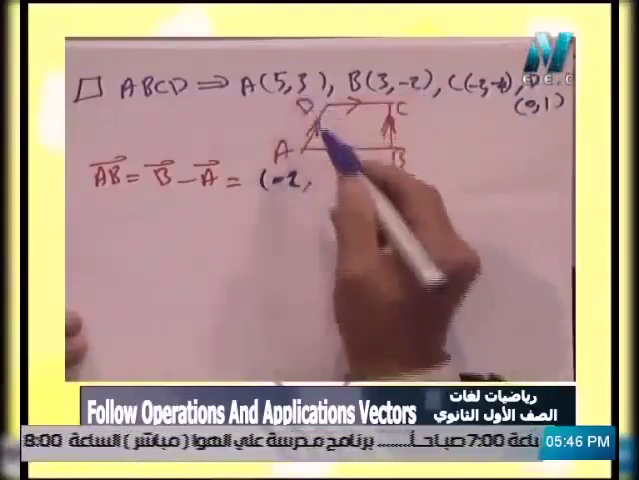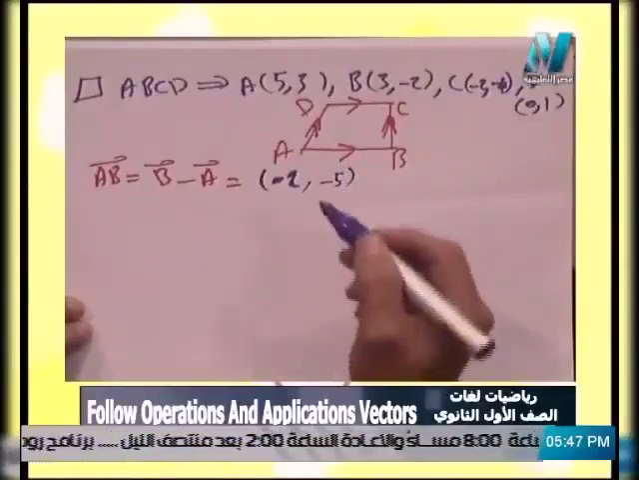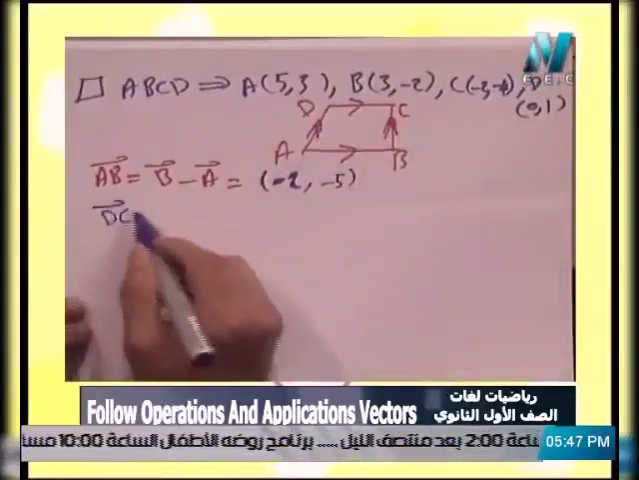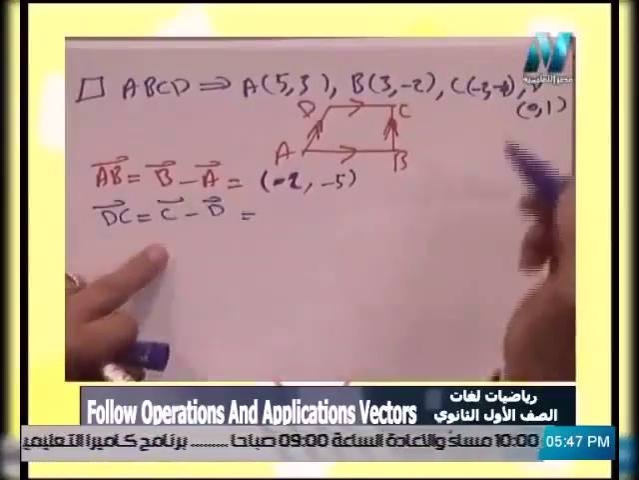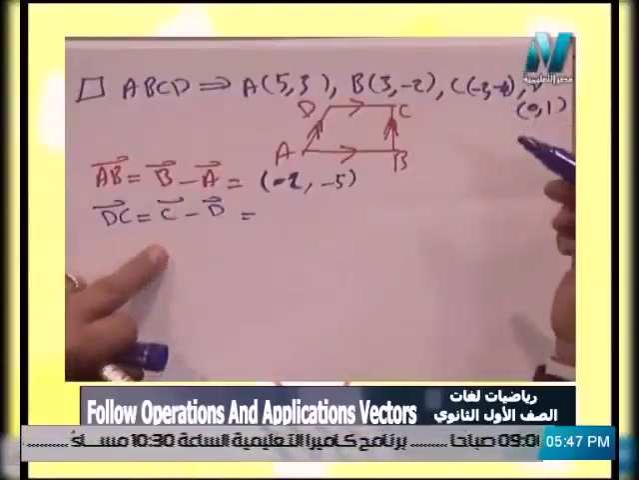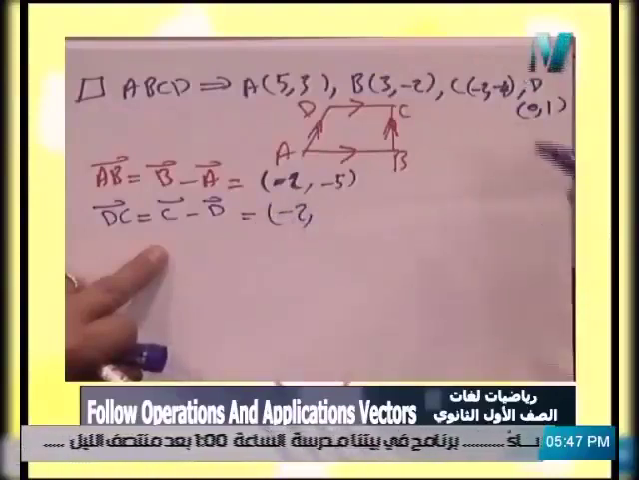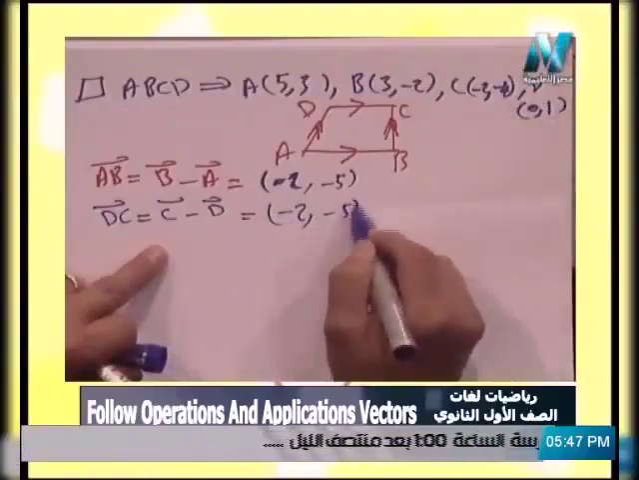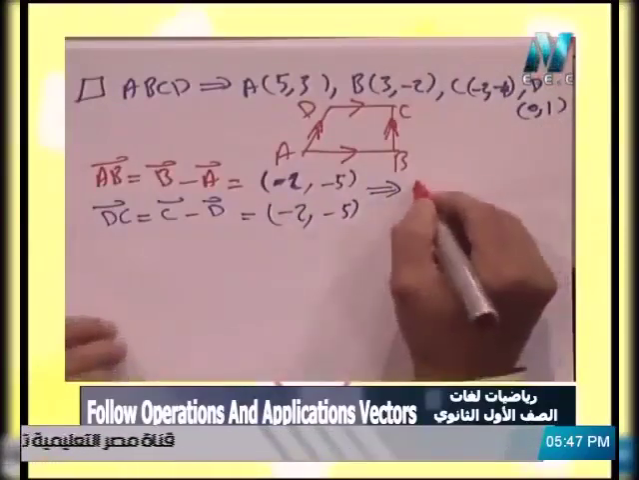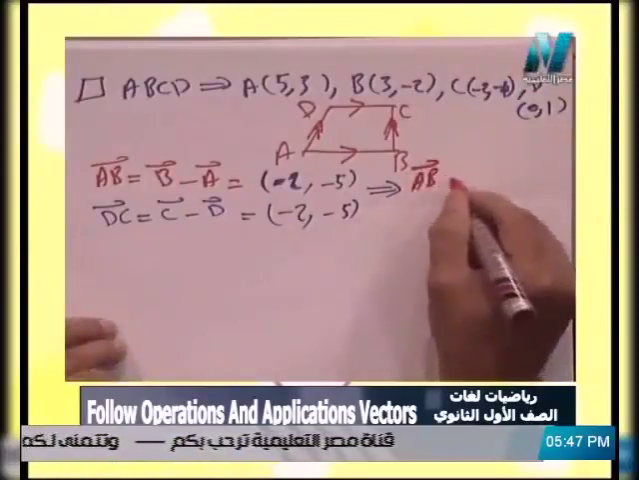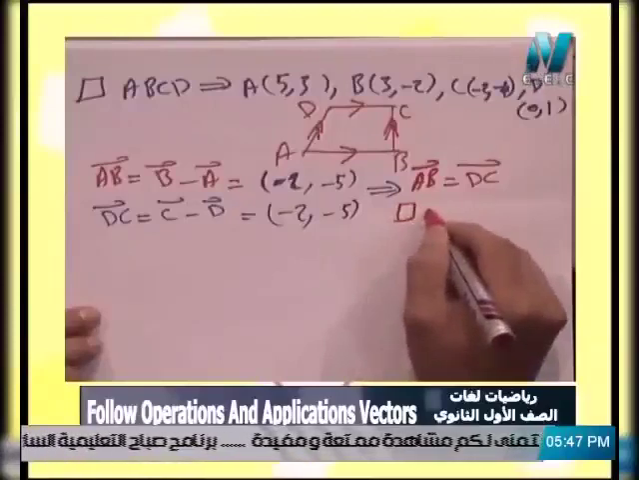Negative 2 minus 3 equals negative 5. So it's negative 2 and negative 5. And the vector DC, which is C minus D: C here, negative 2 minus 0, equals negative 2 also, and negative 4 minus 1 equals negative 5. We have succeeded in proving that the vector AB equals the vector DC. So the quad is now a parallelogram.